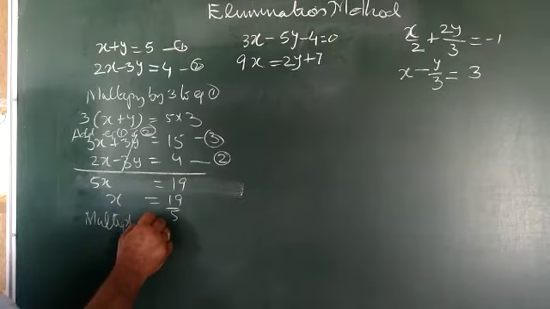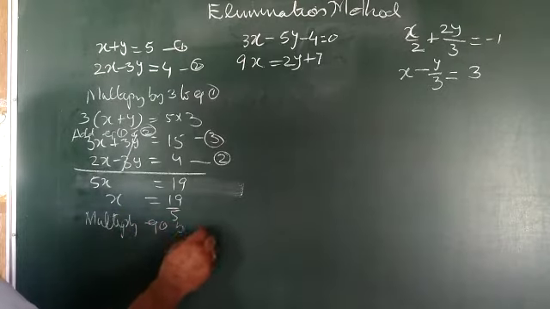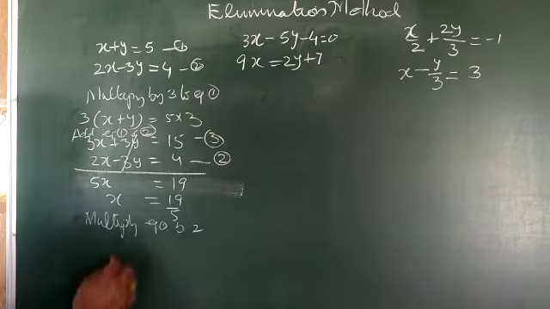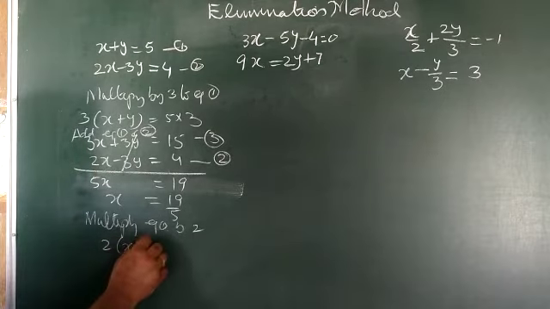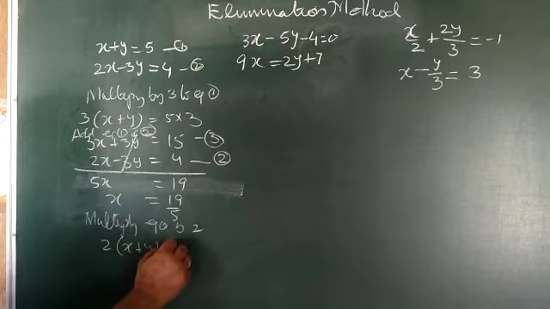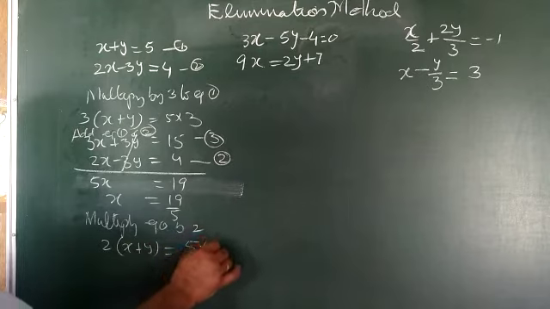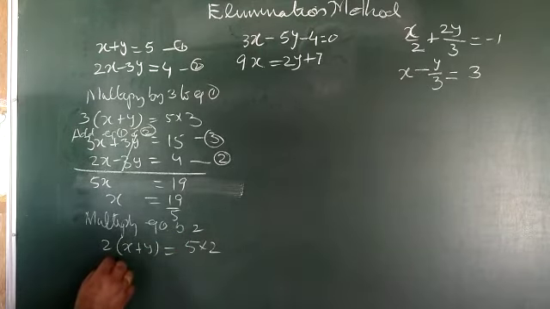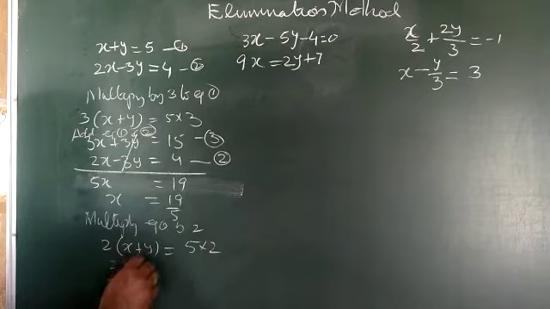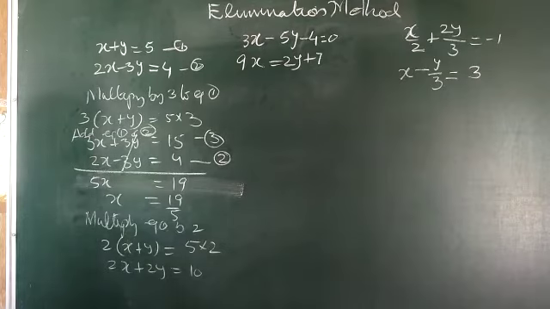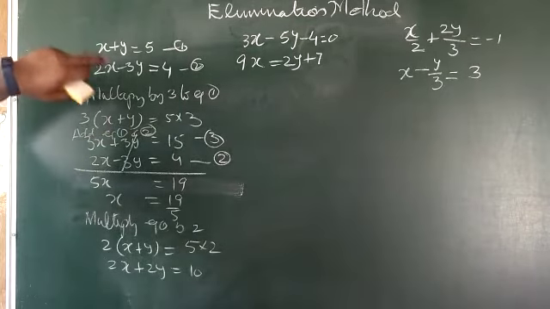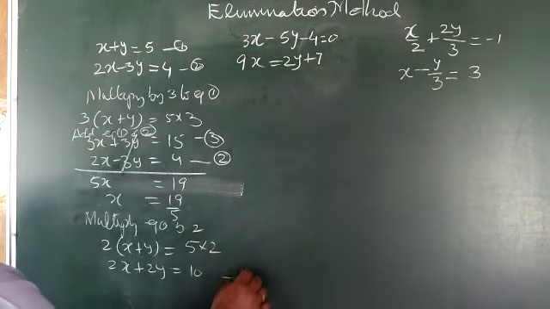Multiply equation 1 by 2. So how will it be? Similarly, as we did before, we multiply x plus y on the left side by 2 and the right side by 2. When we multiply, it becomes 2x plus 2y is equal to 10. Yes. Now this is the first, second, third, and this becomes the fourth equation.